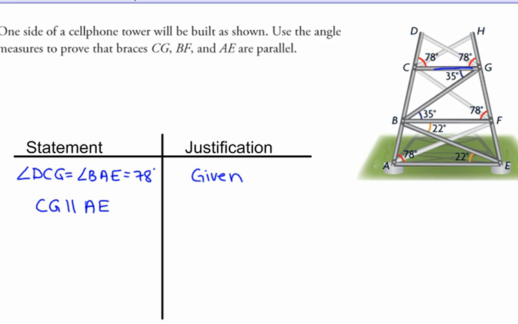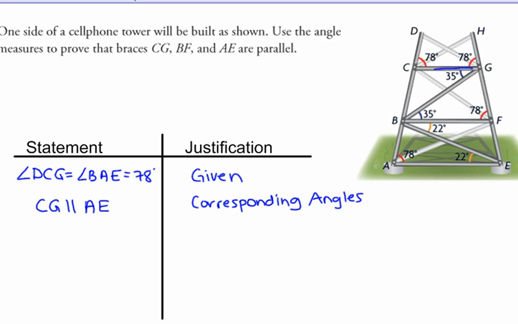Why? Because what were those angles called? What was 78 and 78? They're corresponding angles. So remember, if lines are parallel, corresponding angles are equal, and if corresponding angles are equal, then the lines are parallel. Corresponding angles. Okay, so we proved that CG is parallel to AE.